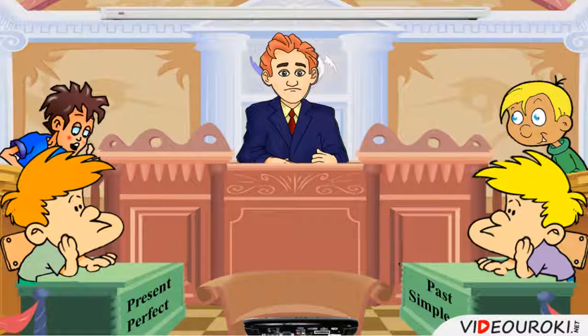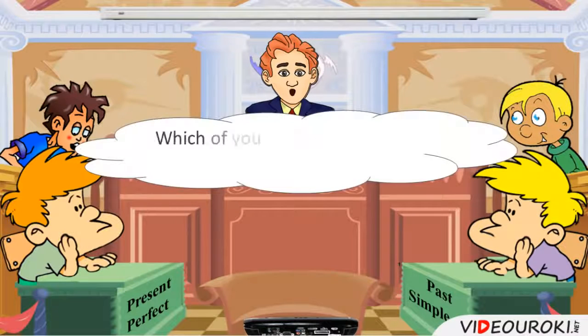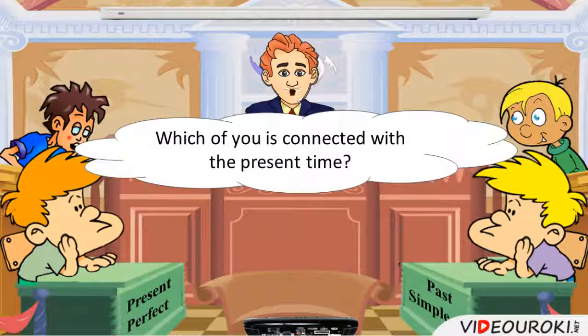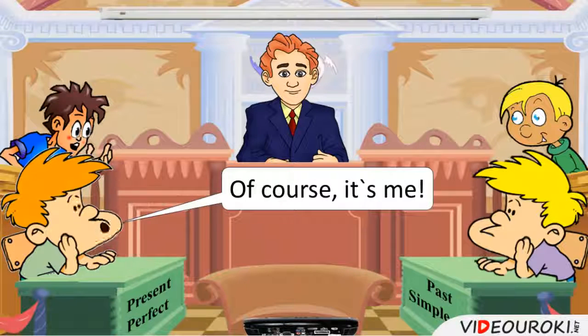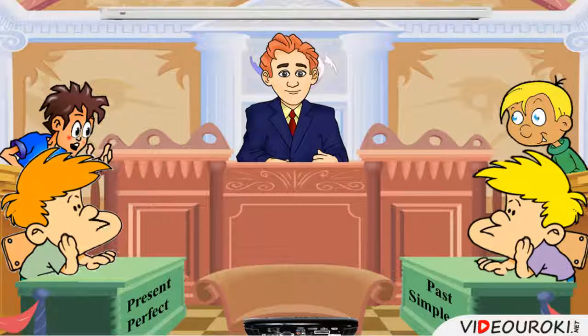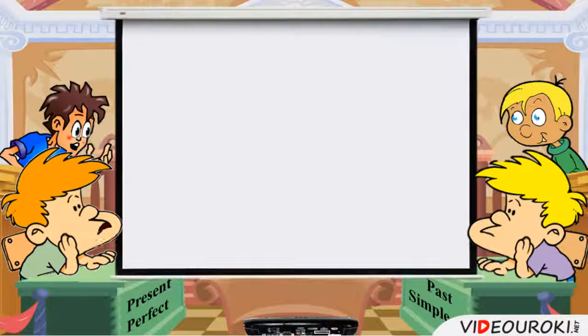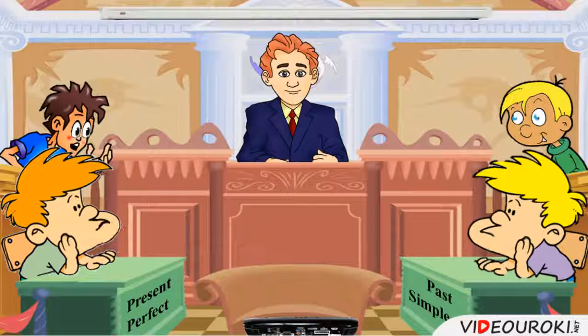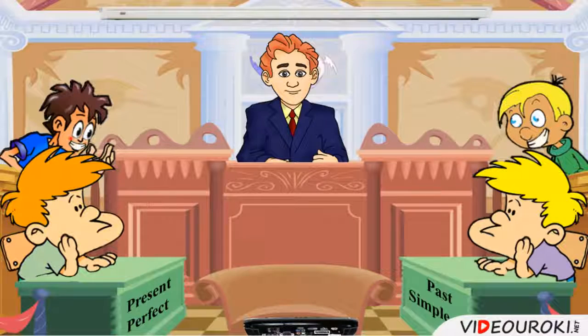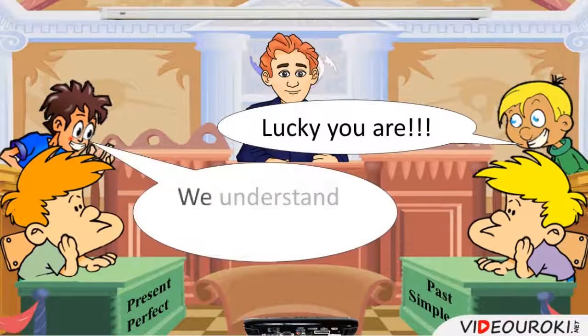Now, I want to ask you the last question. Which of you is connected with the present? Of course, it's me, the present perfect tense. Look, Nick has lost his ticket to the UK. This means he still cannot find it. That's the result, the connection with the present. Lucky you are. We understand everything now.